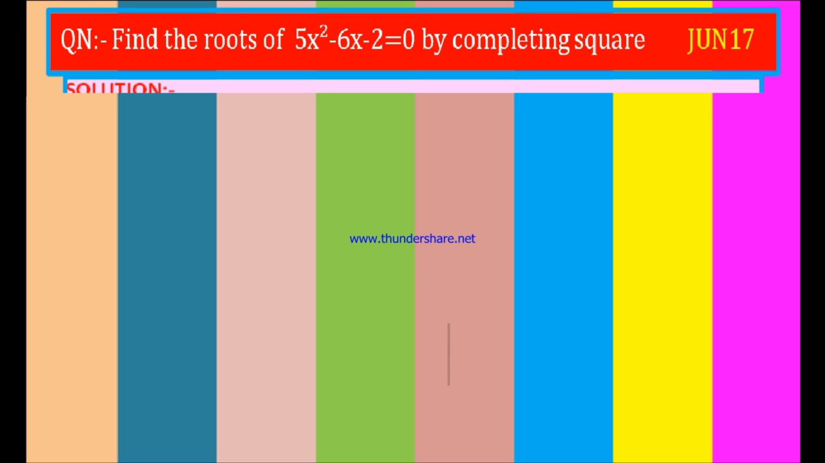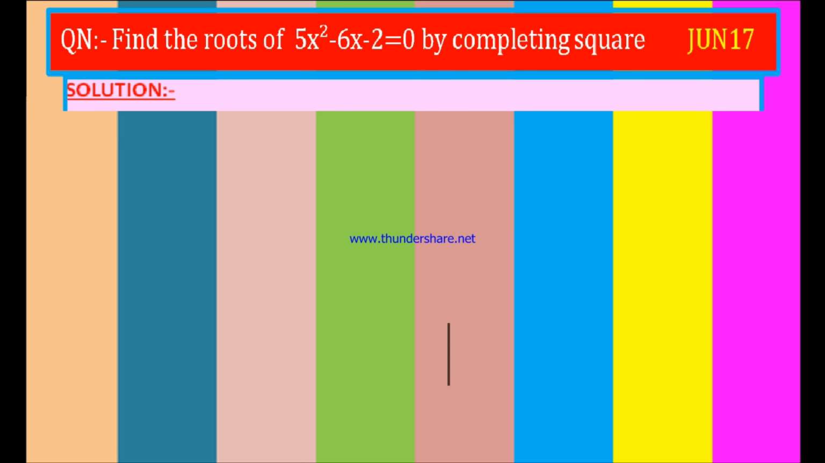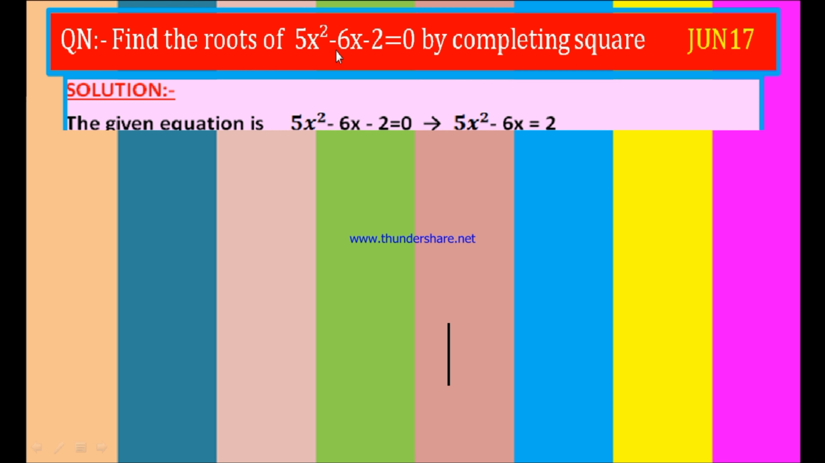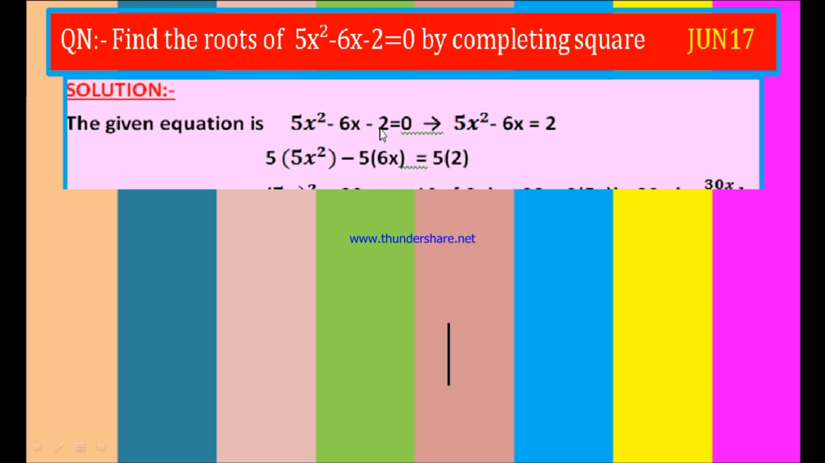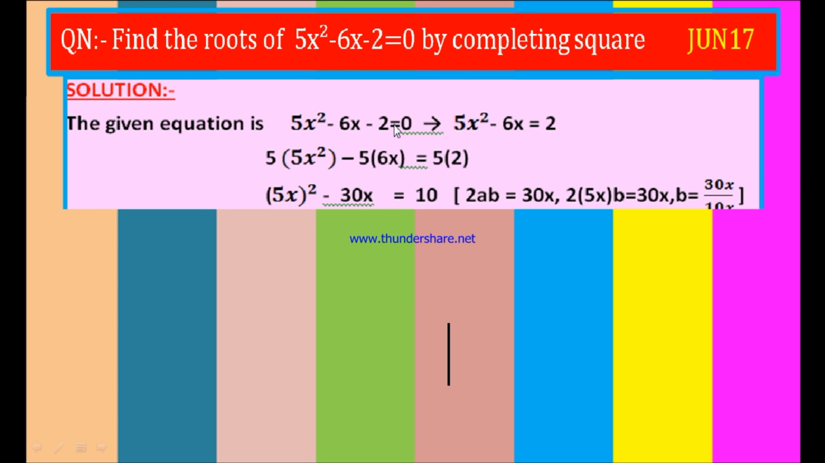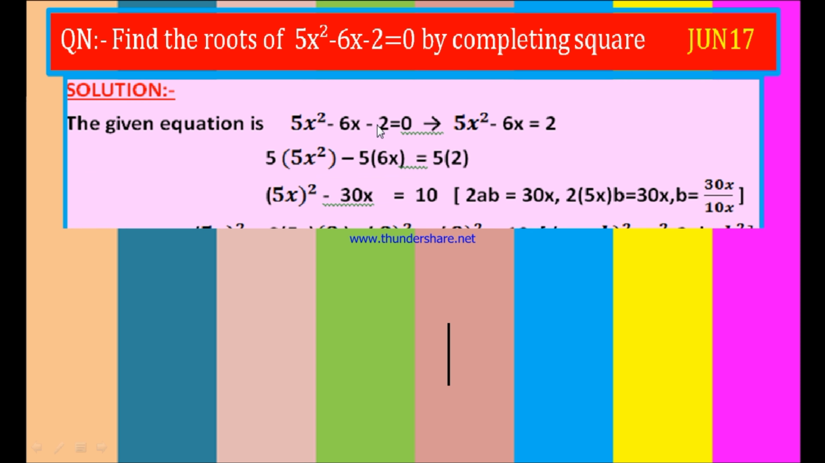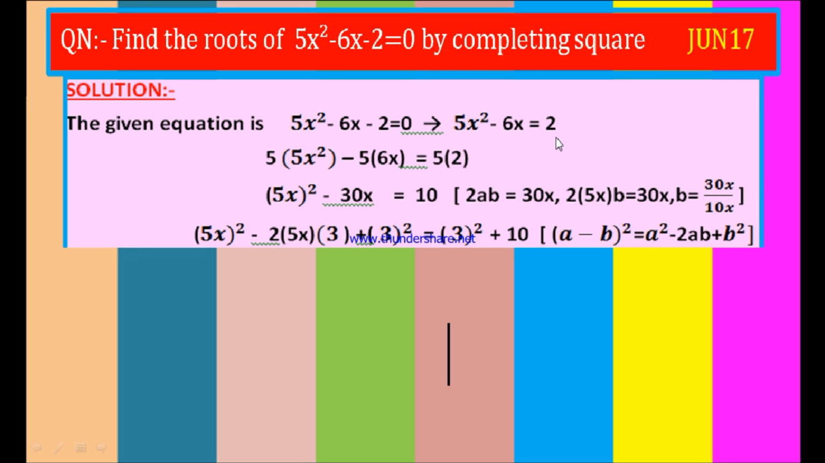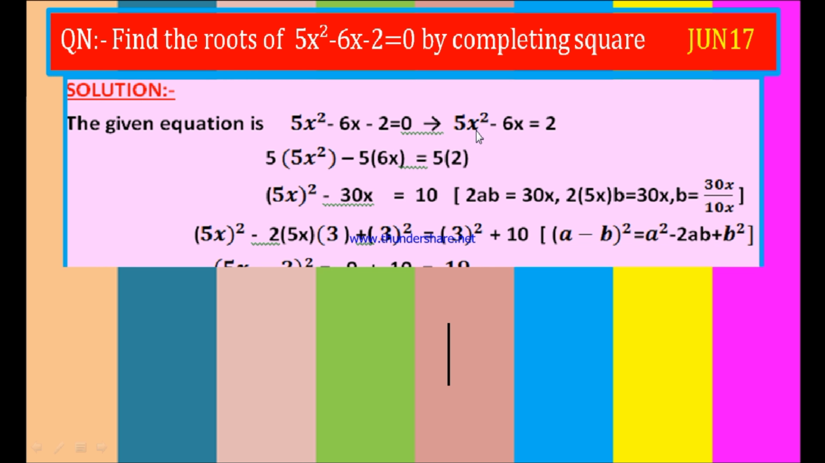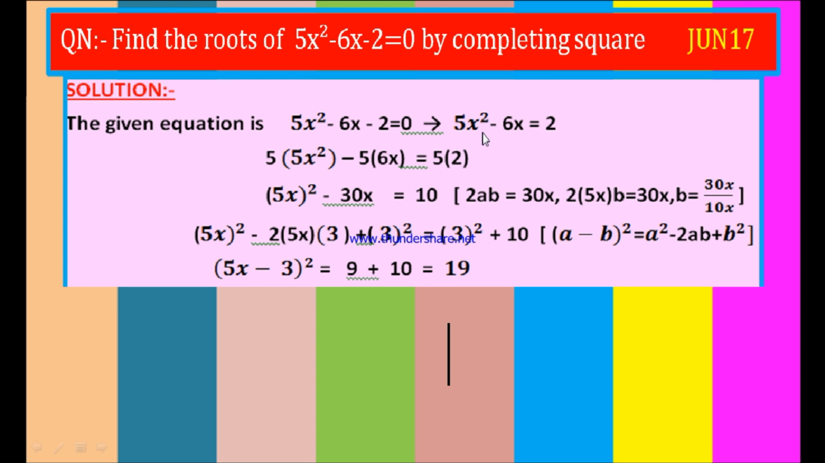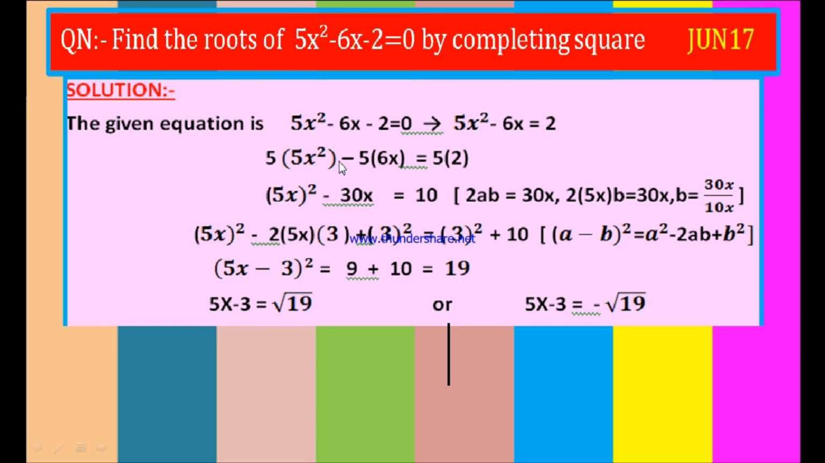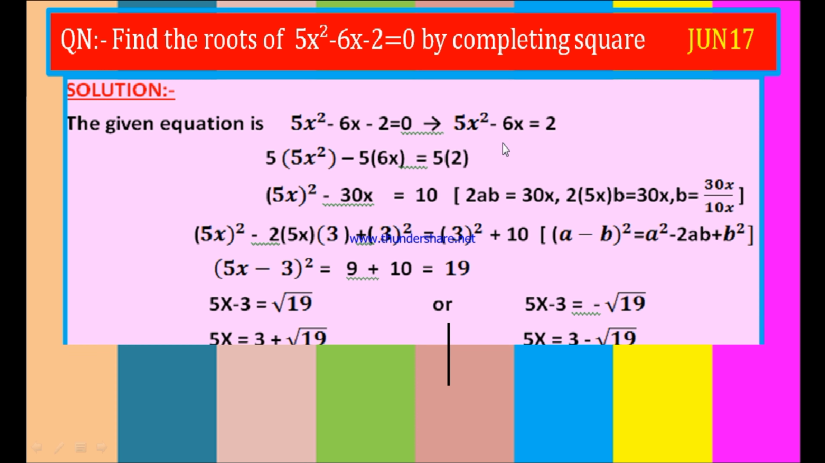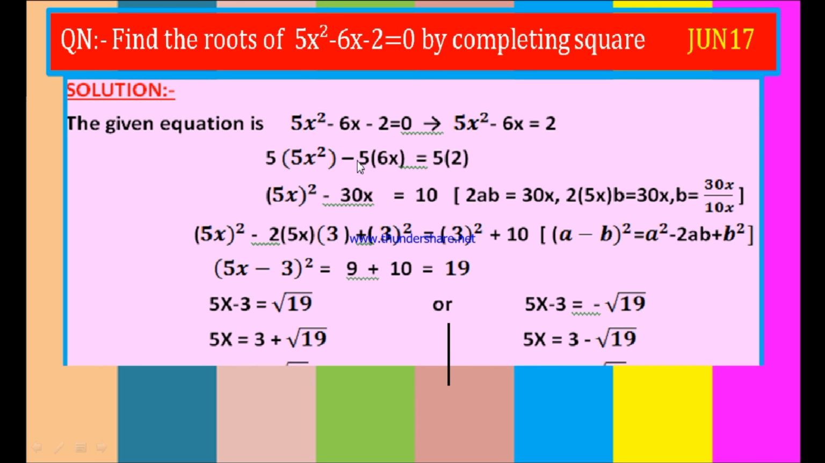Here is the solution. The quadratic equation we have is 5x square minus 6x minus 2 is equal to 0. As in the previous case, let us take the constant term to the other side. Then 5x square minus 6x is equal to minus 2, other side plus 2. Now the coefficient of x square is 5. Therefore multiply all these three terms with 5. Now 5 into 5x square minus 5 into 6x is equal to 5 into 2.